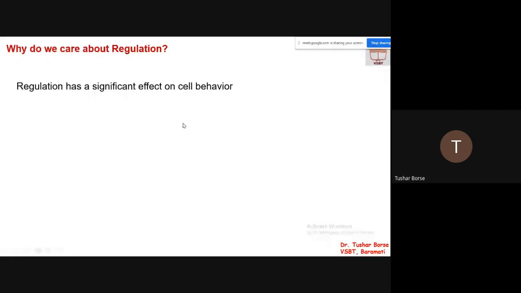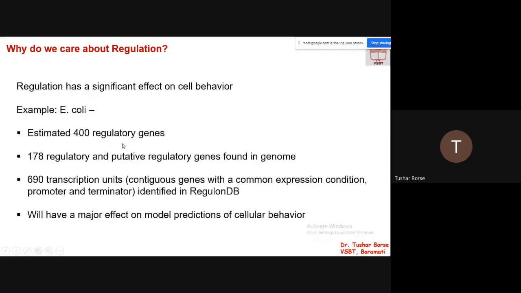And this has been proved by doing some experiments. In the case of E. coli, they have found that there are something like 400 regulatory genes. Out of these 400, 178 are regulatory and putative regulatory genes found in the genome. Putative means they are continuously responsible for regulating the different types of pathways. There are 690 transcription units, and these transcription units are under the regulation of these 178 regulatory genes.